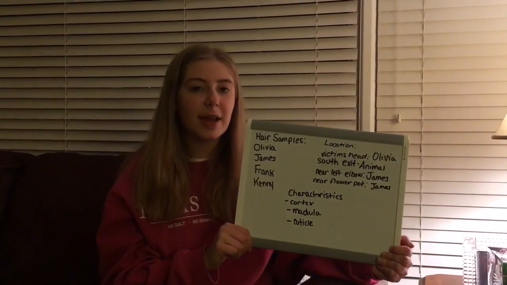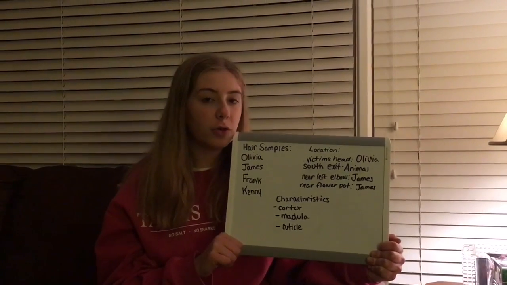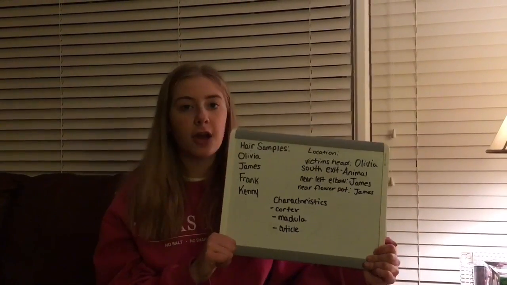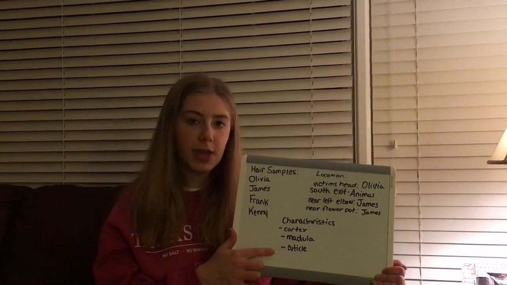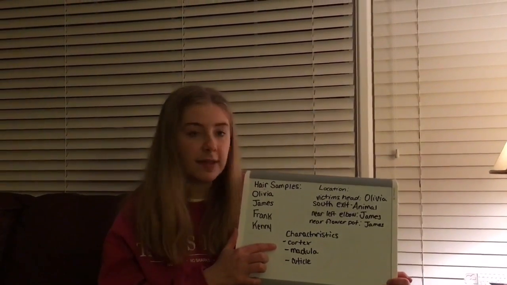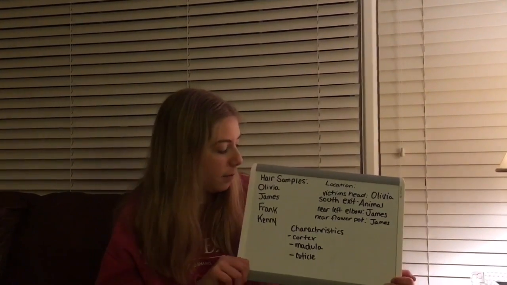Hi, I'm Lizzie, and I'd like to talk about the hair sample analysis. So before I get into whose hair belongs to who, I would like to talk about the characteristics that go with hair. So in the outside layer we have the cuticle, then we have the cortex inside, and then we have the medulla, which makes the pattern inside of hair.